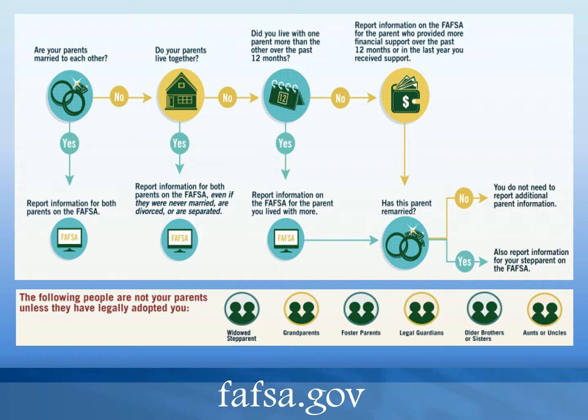In the case of divorce or separation, report the parent you lived with the most the past 12 months. If you didn't live with either parent more, report the information for the parent who provided 51% of your financial support the past 12 months. If this is equal, then the student can determine who they will put on their FAFSA. If the parent on your FAFSA has remarried, you must report your step-parent, regardless of whether the step-parent has legally adopted the child or not.